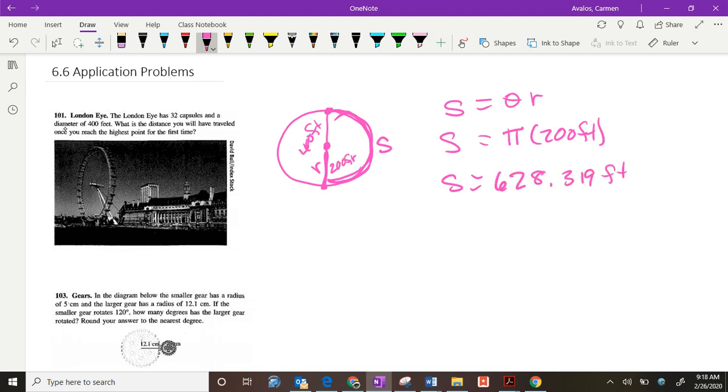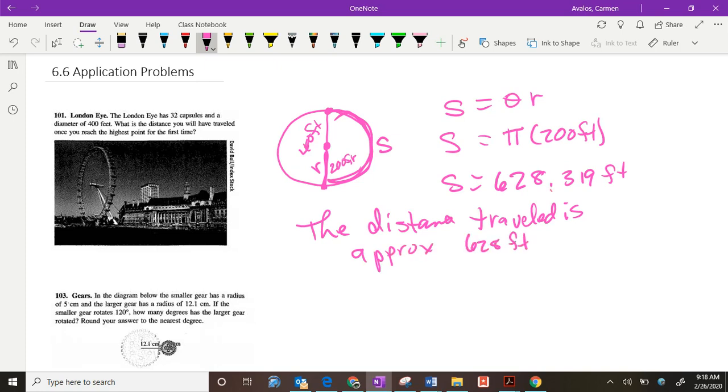So we calculate those two and we end up with 628.319 feet. We write a sentence because this is a word problem. The distance traveled is approximately 628 feet. And that is the answer to the London Eye.